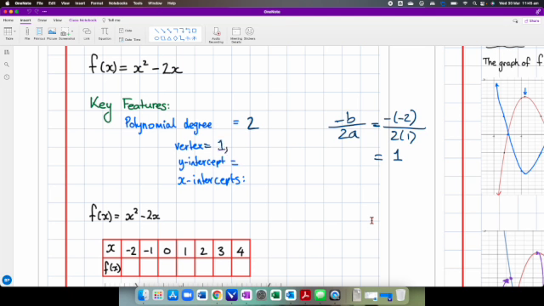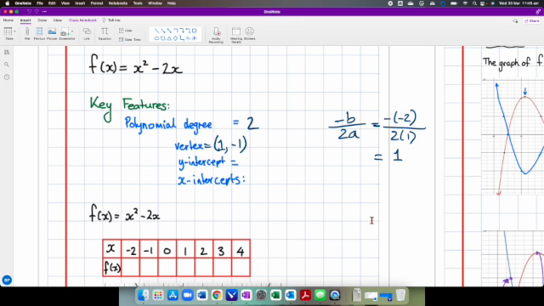No, because when I'm looking for the vertex, I want the point. The vertex lies on the line x equals 1. How do I find its y-coordinate? Sub it in. What's 1 squared minus 2? Negative 1. So its vertex is at 1, negative 1.